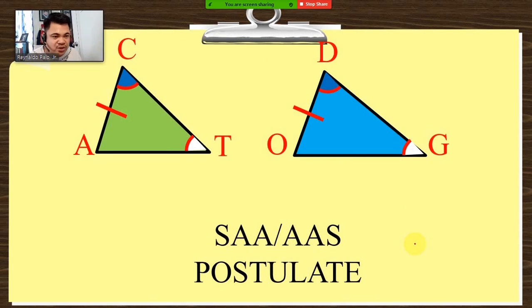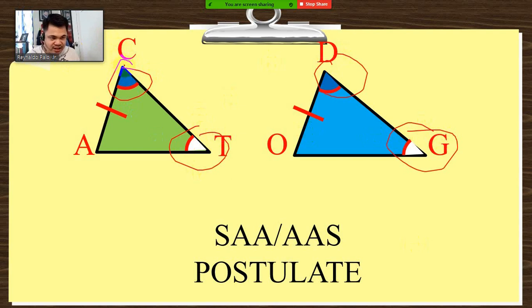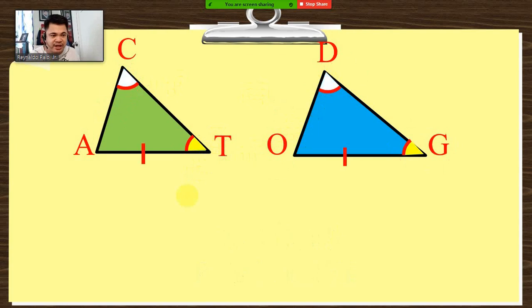Alright, so as you can see, we have two consecutive angles. Angle C congruent to angle D, angle T congruent to angle G, and opposite to angle T is segment CA, and opposite to angle G is segment DO. So if these three pairs are congruent, therefore we can say that triangle CAT is congruent to triangle DOG under the AAS postulate.